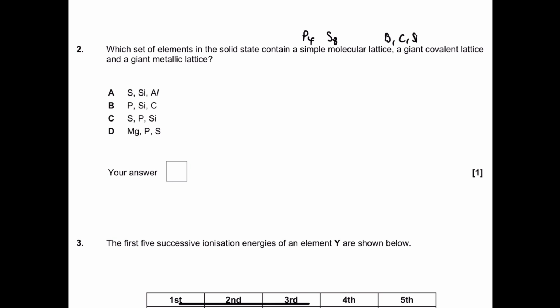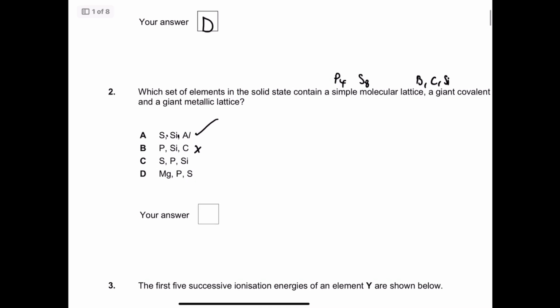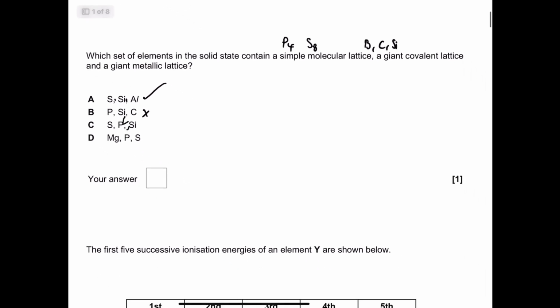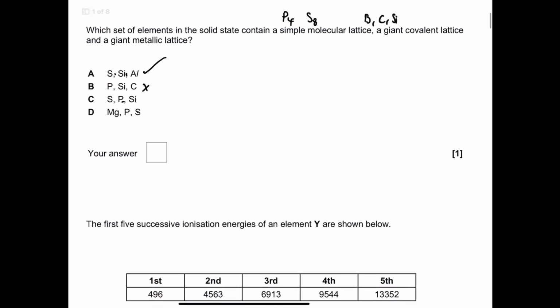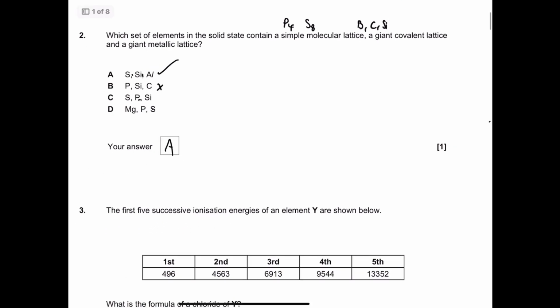So with this in mind, this one looks pretty good, but we'll check the others. So B is wrong because there is no giant metallic lattice. Phosphorus is simple molecular. Silicon is a giant covalent, and carbon is also a giant covalent, so no giant metallic here. Similar thing here, we've got two simple molecular with S8 and P4, and here, similar kind of thing. So A is your answer for that one.